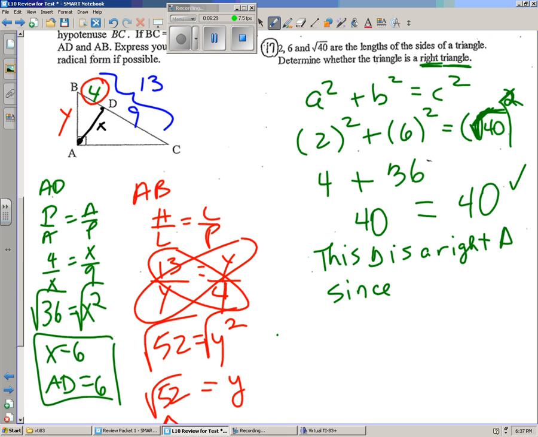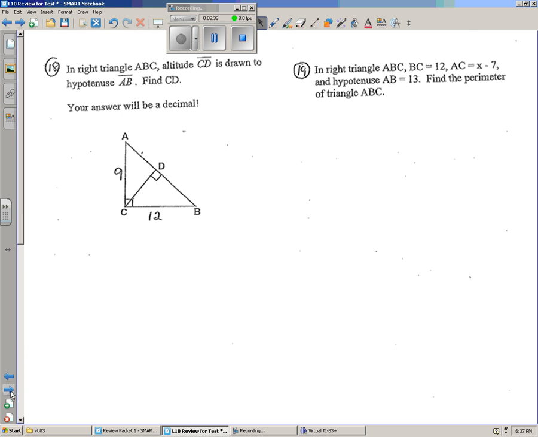Since a squared plus b squared does in fact equal c squared. So using the Pythagorean theorem to verify that you have a right triangle. All right, number 18. This is a fantastic question. I love it. In a right triangle ABC, altitude CD is drawn to the hypotenuse. They want us to find CD. I said your answer will be a decimal, so you don't freak out when you get a decimal.